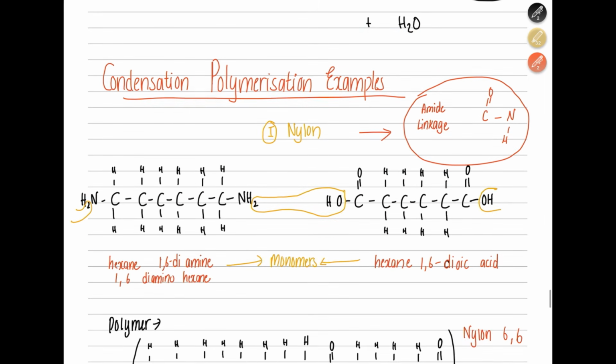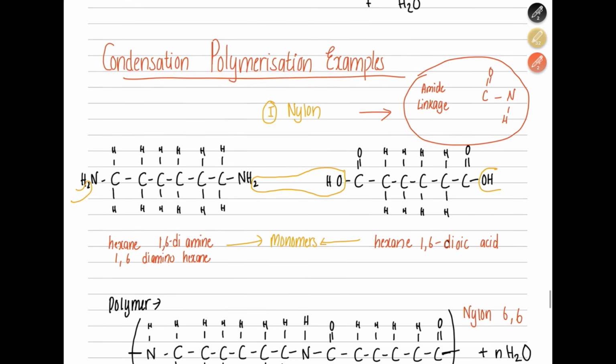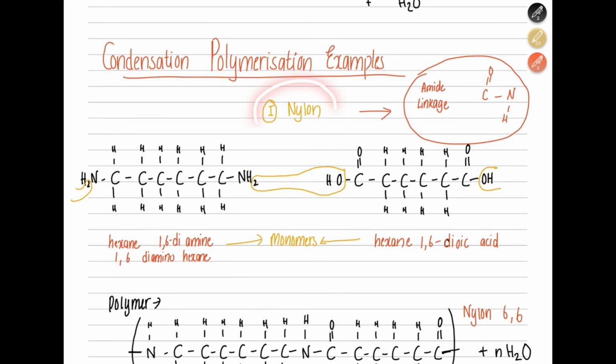In condensation polymerization, look at this. So the first example is nylon. You have this monomer hexane 1,6-diamine, or you can also call it 1,6-diaminohexane.